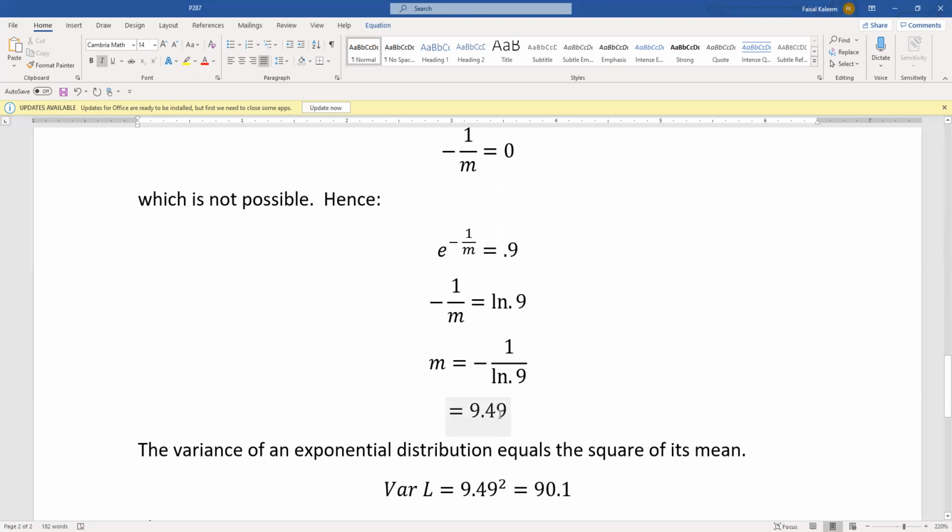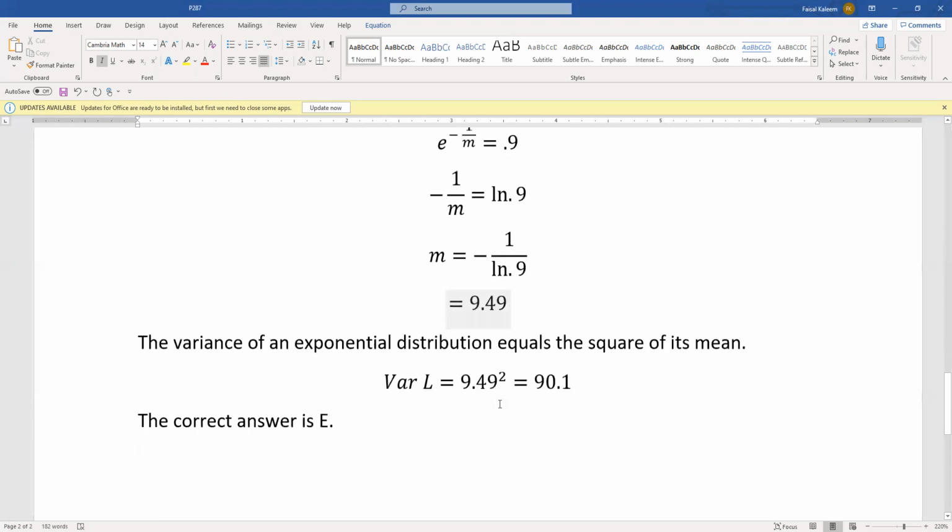M is the mean of the exponential. We were to find the variance, and we know that for an exponential distribution, the variance is the square of the mean. So therefore, it'd be the square of 9.49. That's 90.1. That's choice E.